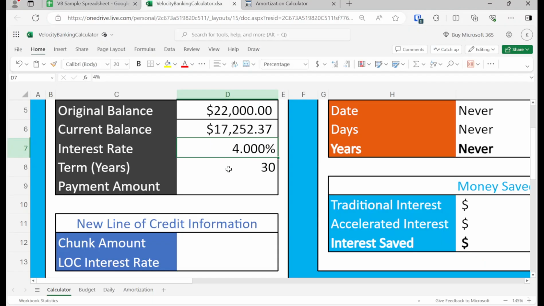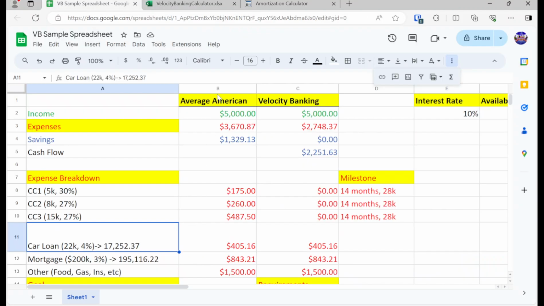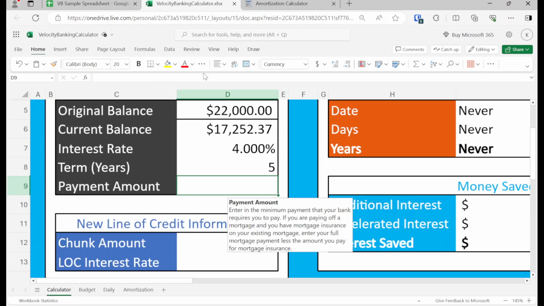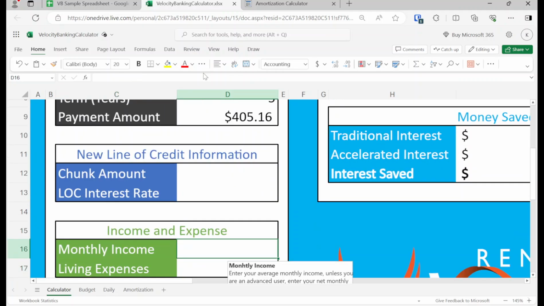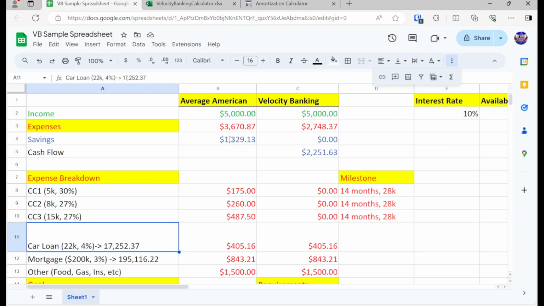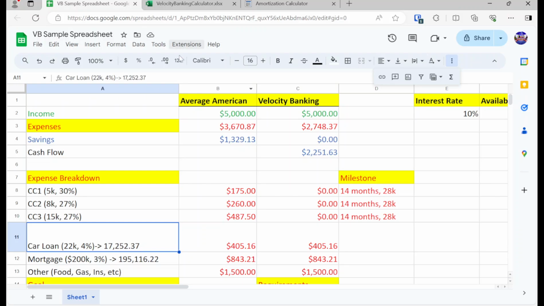Yes, it is 4%. How many years? It's going to be 5 years. And what's the payment amount, which is 405.16? And then what we're going to do is just kind of do a little bit of tests. So what we're going to do is put our income, which is about $5,000, and then our monthly expenses is going to be everything except for the loan we're paying off.